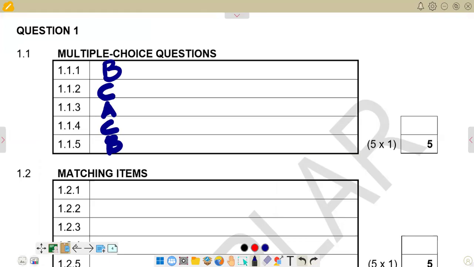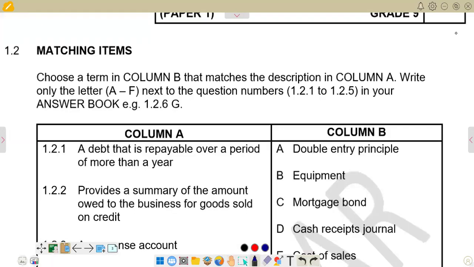Let's see what we have in terms of 1.2. You come to 1.2, it reads: choose a term in column B that matches the description in column A. Write only the letter A to F next to the question numbers, that is 1.2.1 to 1.2.5, in your answer. For example, you are given an example there, 1.2.6 being G. So we are just going to read the description that we have in column A, then match it to the term that we are given in column B.